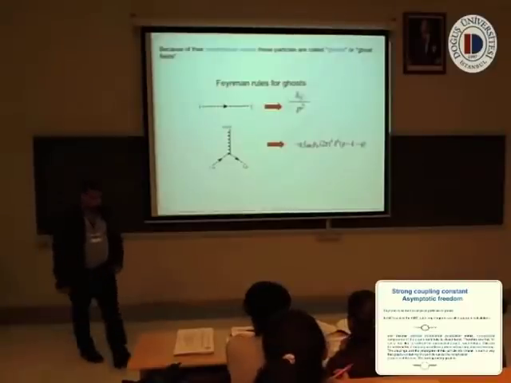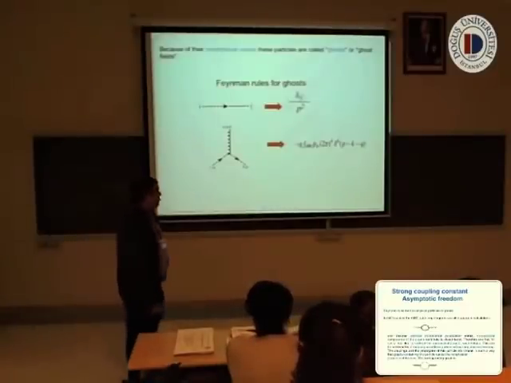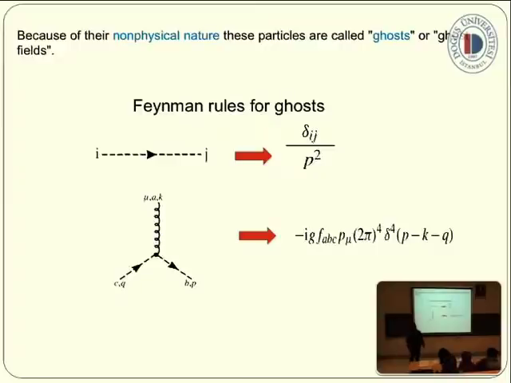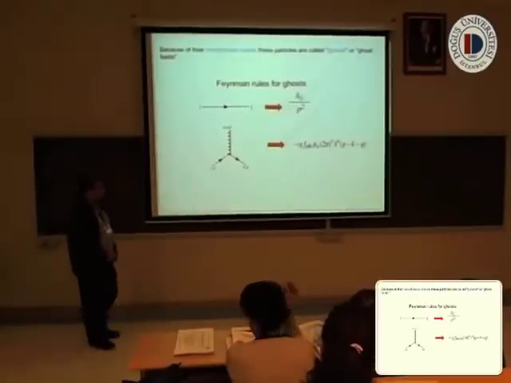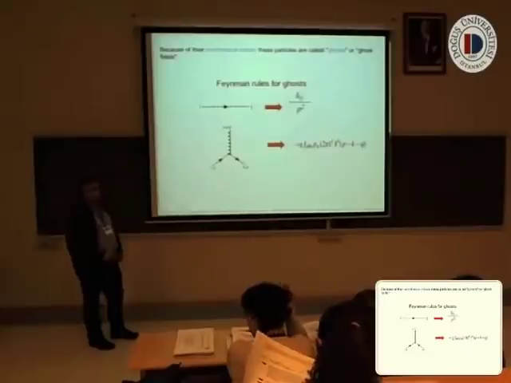So, to calculate such diagrams, we need to introduce the Feynman rules for ghost particles, for its propagator. We have this expression, delta i j over p squared, where p denotes its momentum. And for the interaction of the ghost field with gluons, we have this Feynman rule.